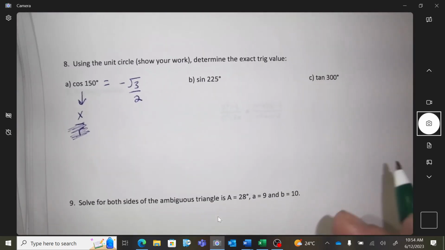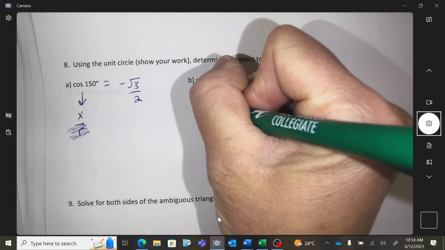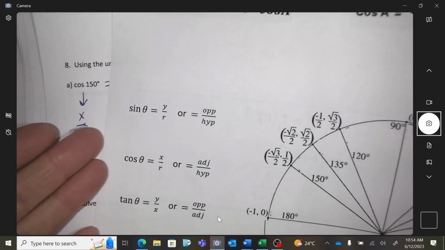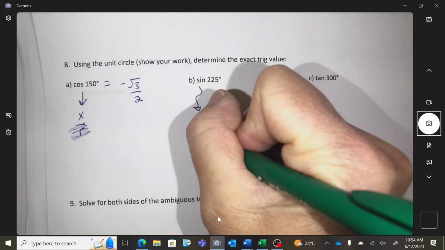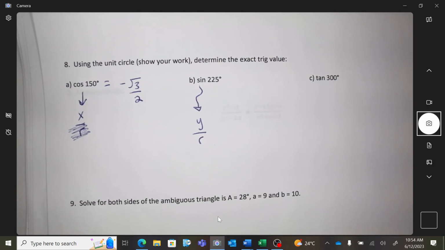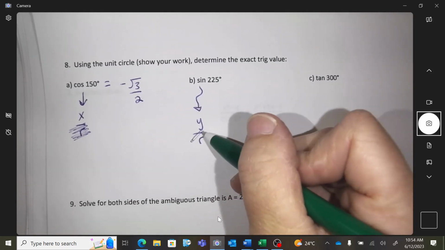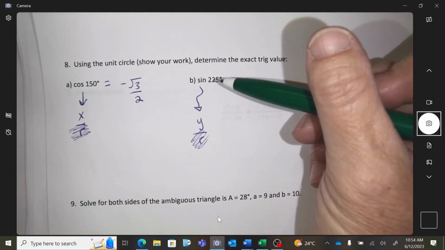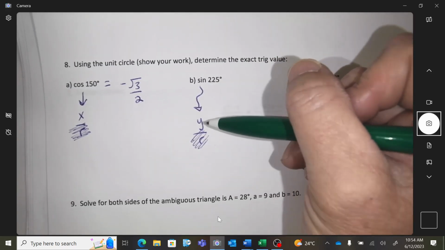Okay, sine. So whenever you're doing sine, what are you doing? Y over R. This is from the unit circle. So what is the R? 1? R is still 1 on this unit circle. So I'm not going to divide by 1. So 225, what is the Y?